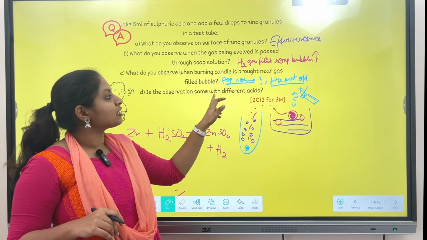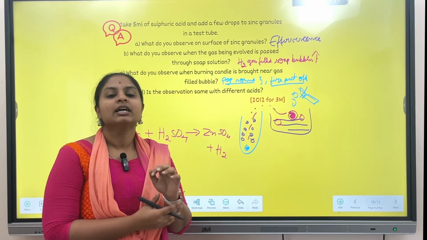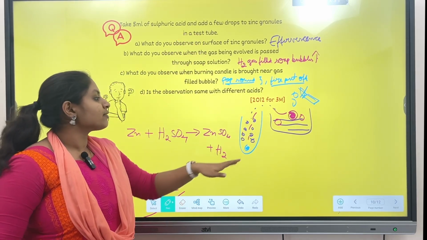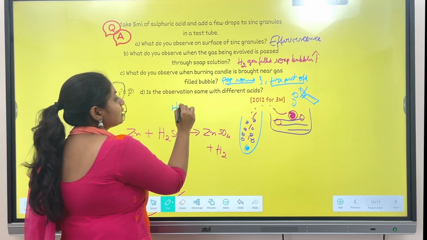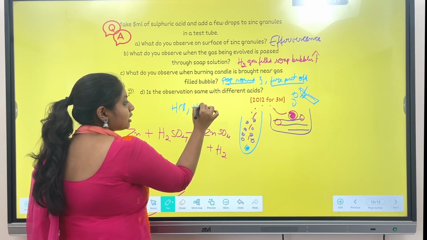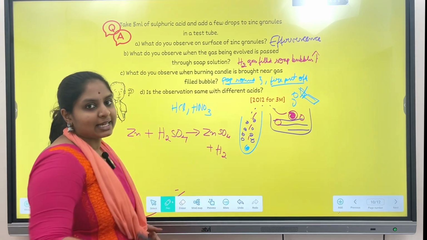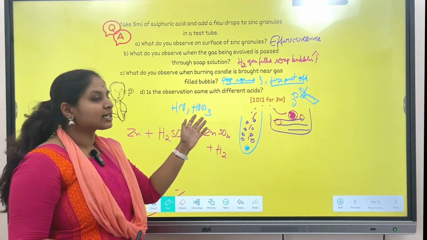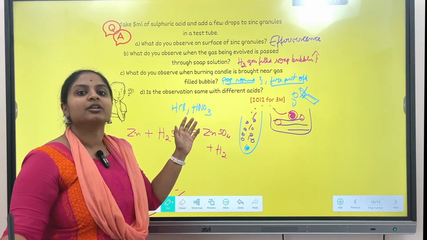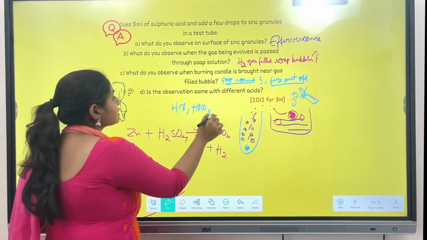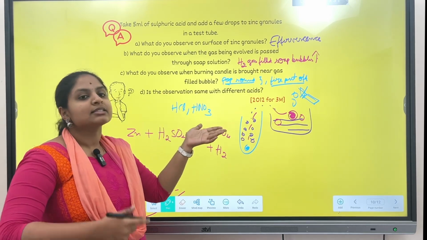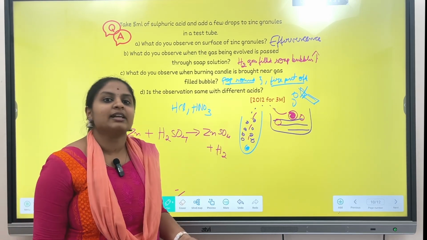Now, is the observation the same with different acids? Say, here zinc was added with H2SO4. Instead of H2SO4, we could add HCl, HNO3, all other acids. So we saw previously also, whenever a metal reacts with an acid, it is going to produce hydrogen gas. So this observation is the same with all different acids. You can write, yes, the observation is the same with different acids.